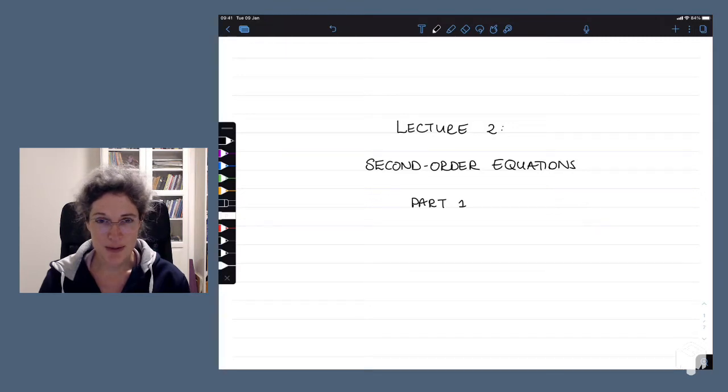Welcome to week 2. So last week we had a look at first order differential equations and we saw a couple of techniques for how to solve those. This week we start exploring second order equations. Now this is a huge topic that we could spend an entire course on, but instead we're just going to spend 2 weeks. So this week and next week we'll be looking at second order equations.